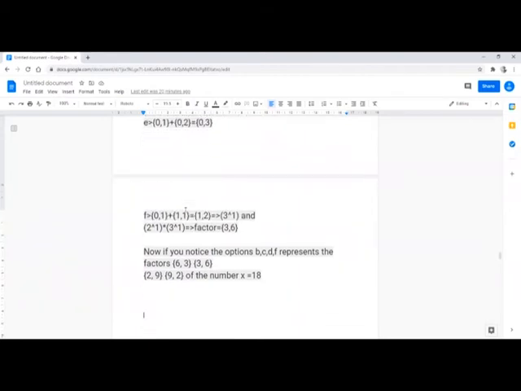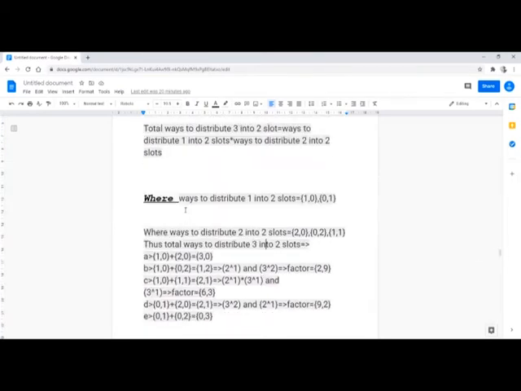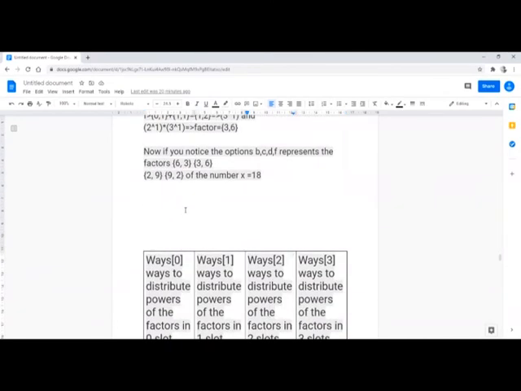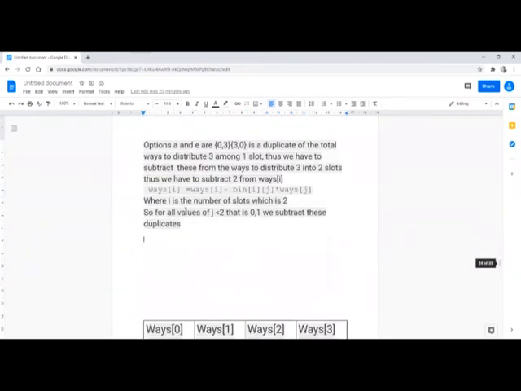Now if you notice, the options B, C, D, F represent the factors 6 comma 3, 3 comma 6, 2 comma 9 and 9 comma 2 of the number 18. Now options A, E are 0 comma 3 and 3 comma 0, which is a duplicate of the total ways to distribute three items among one slot. Thus we have to subtract these from the ways to distribute three items into two slots.